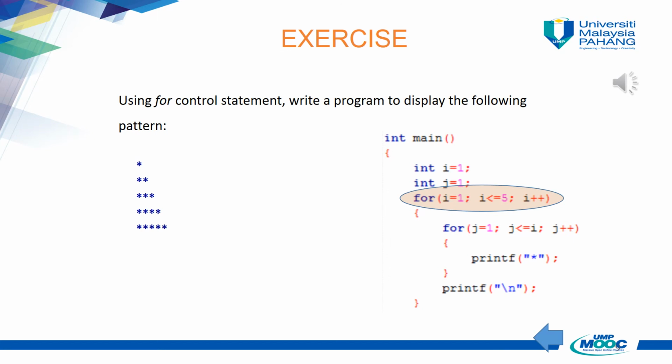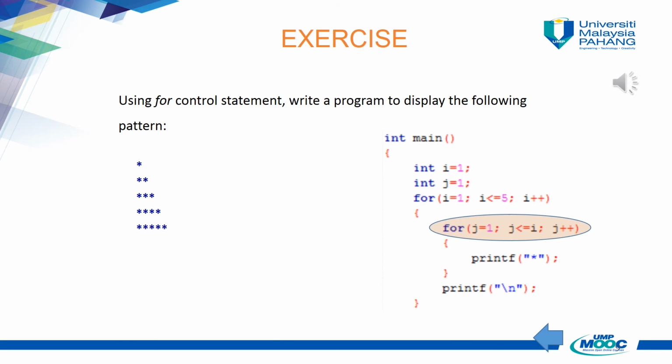Next it goes to the outer loop. i increases and now i equals 2. The outer loop will check whether i is less than or equal to 5, yes, and the program now enters the inner loop. Again j is assigned as 1 and the loop checks whether j is less than or equal to 2. Yes, and it goes into the loop and prints a star. Remember this is in the second line. Next j increments and j equals 2.